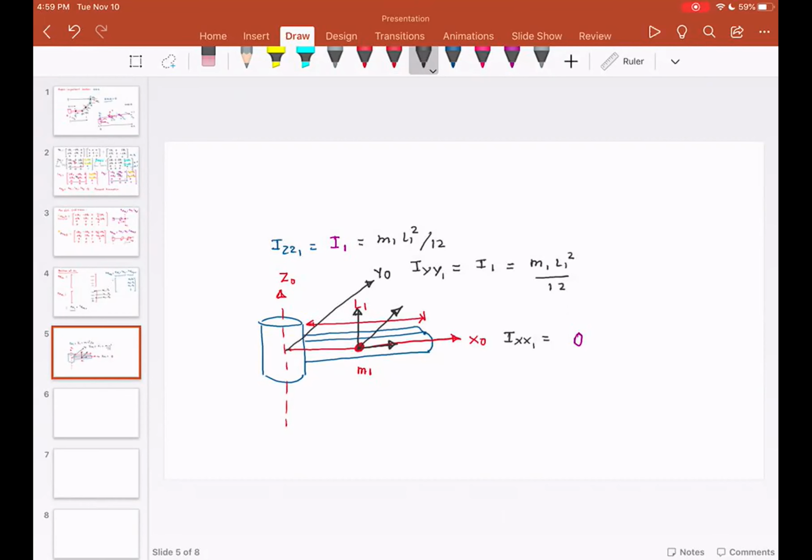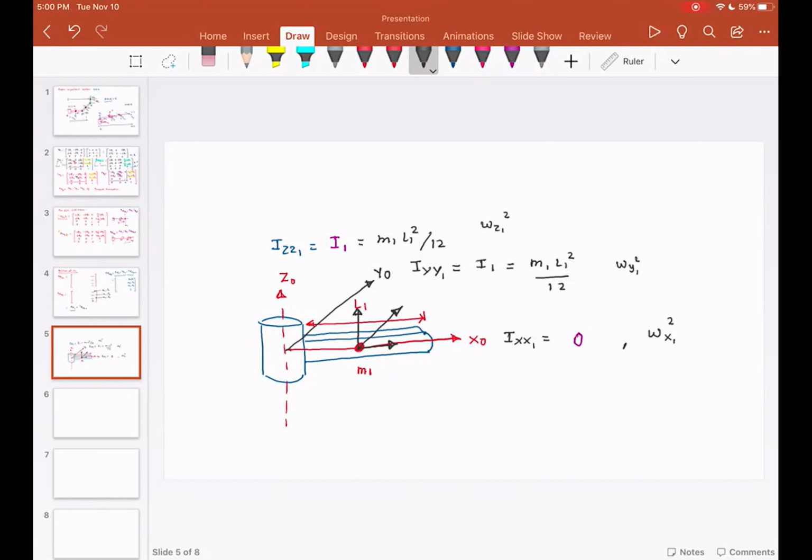Now, you have all this information. And where is this information going to get used? This is something important. When we are going to find out the kinetic energy, IXX1 is going to get multiplied with omega x1 square. IYY1 is going to get multiplied by omega y1 square, and IZZ1 is going to get multiplied by omega z1 square. So you just want to be careful with that.